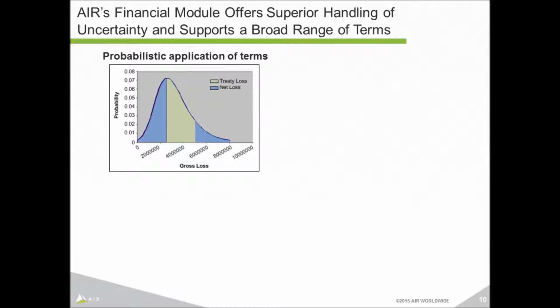First and foremost, we employ a probabilistic approach in applying all terms and conditions from coverage and location terms through to the first layer of per-risk or quota share reinsurance. By using a probabilistic approach, we are taking into account all possible loss scenarios when applying terms by considering the loss for an individual coverage or location as a probability distribution rather than a single number.